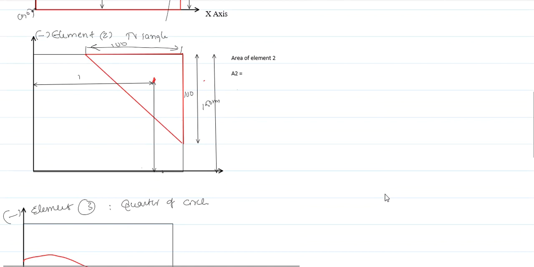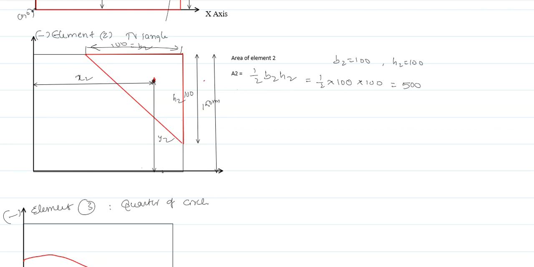Coming to the area of element 2, that means we need to subtract element 2 from element 1, that is our triangle. So this figure shows the centroid of the element. This is x2, this is y2. Our aim is to know the length of x2 and the length of y2. Similarly, we need to find the area of this triangle. So the area of element 2 is nothing but half b2 h2. Here b2 is our base, that is 100, h2 is 100, so the area A2 is 5000 mm square. We are assuming all dimensions are in mm, that's why you are getting units in mm.